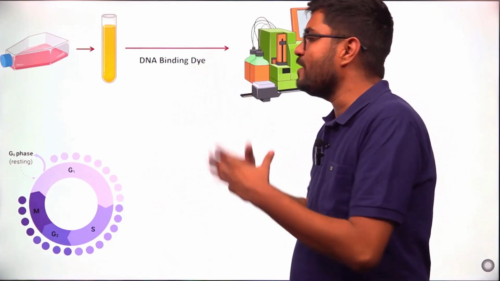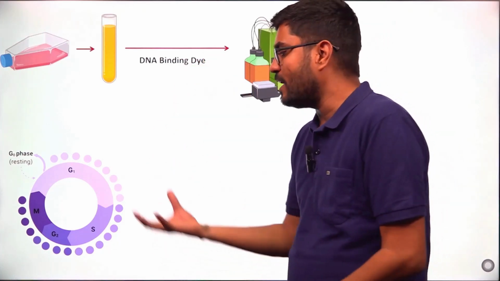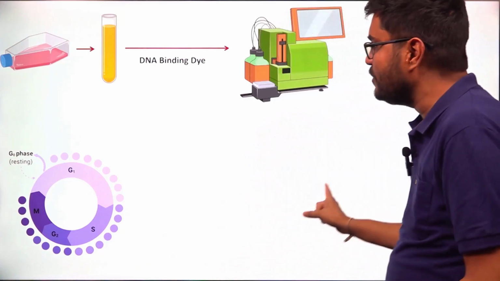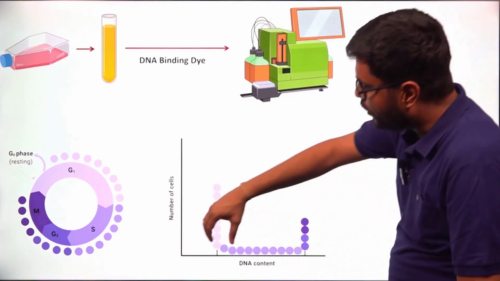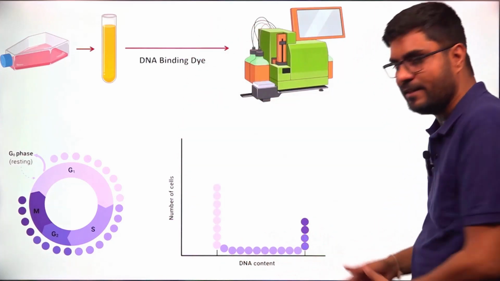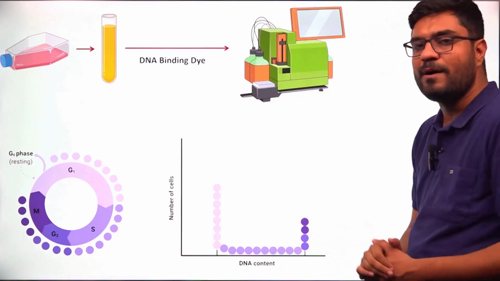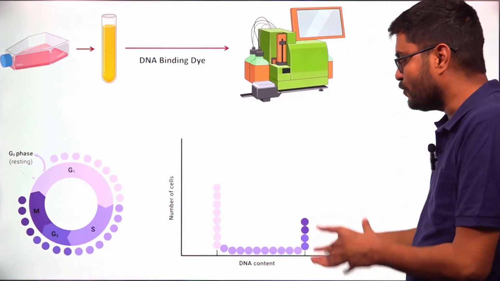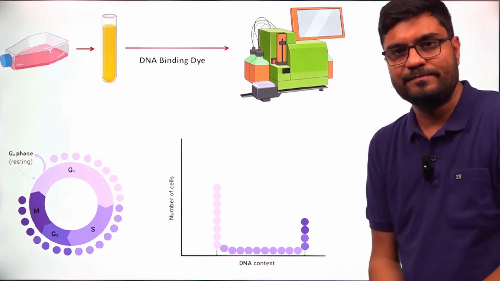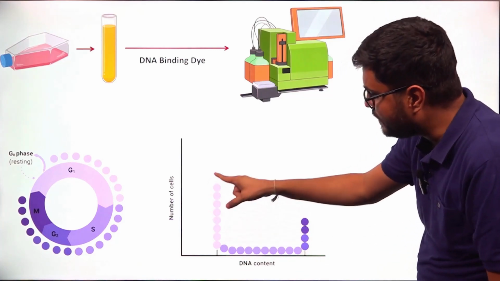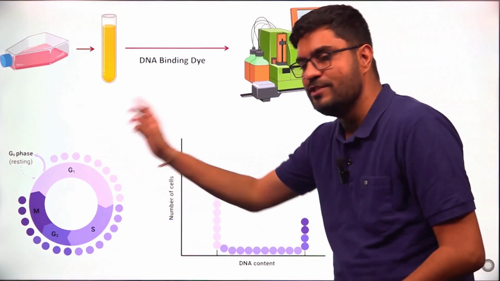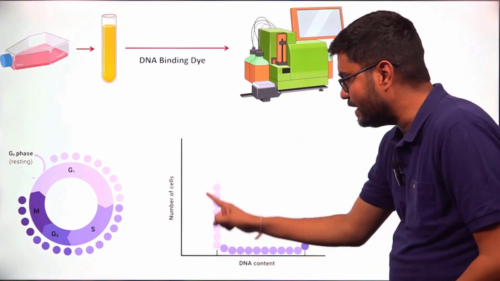So the binding of the DNA binding dye will depend upon how much DNA is present inside the cell. So the graph which we get is like this. On the y-axis we have the number of cells, and on the x-axis we have DNA content. So when I am moving right, the amount of DNA is increasing. Of course, this DNA content will be measured by the fluorescence given by the DNA binding dye. So these cells which are giving us the least fluorescence, they are present in what? G1 phase, X amount of DNA.